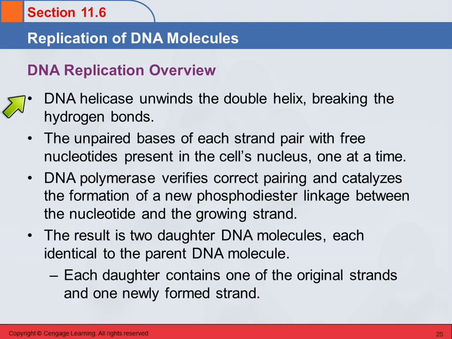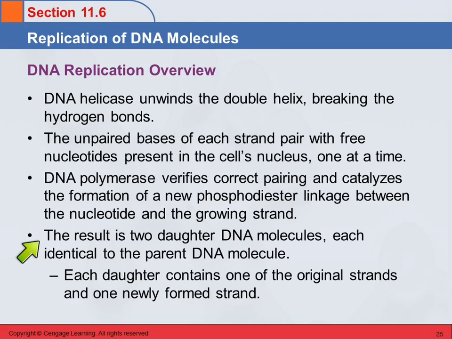So DNA helicase unwinds the double helix by breaking the hydrogen bonds holding the base pairs together. And then those unpaired bases of each strand combine with free nucleotides present in the cell's nucleus, one at a time. So one at a time, new nucleotides come in, and they hydrogen bond with the unpaired bases on the individual strands. DNA polymerase is an enzyme that verifies the correct pairing and catalyzes the formation of a new phosphodiester linkage between the nucleotide and the growing strand.